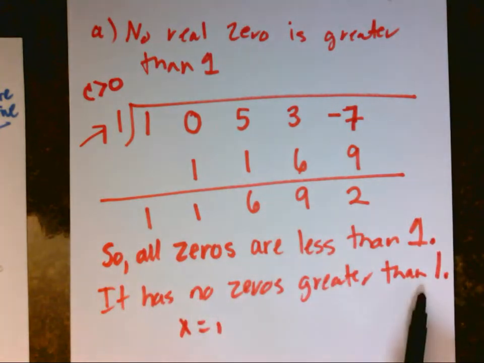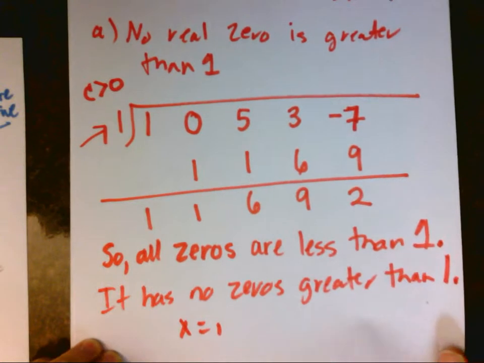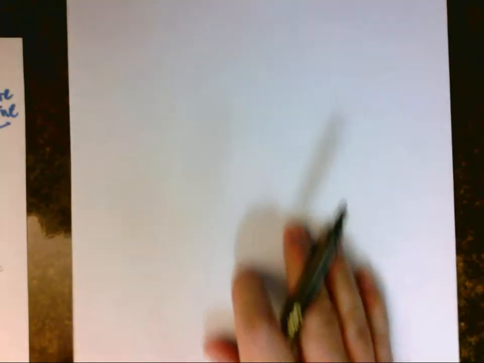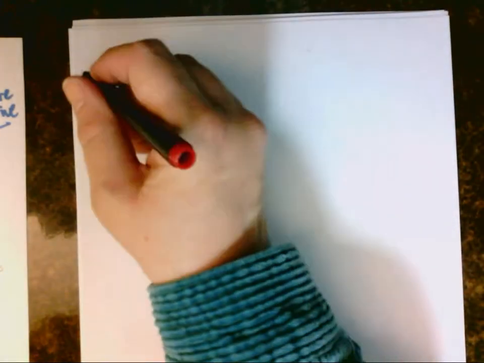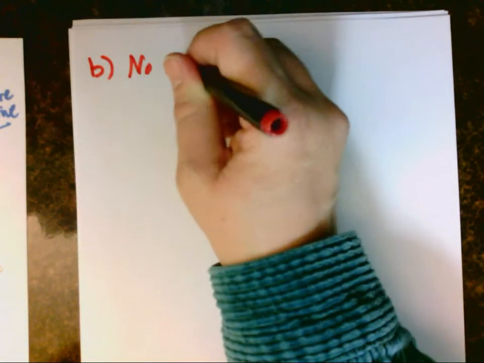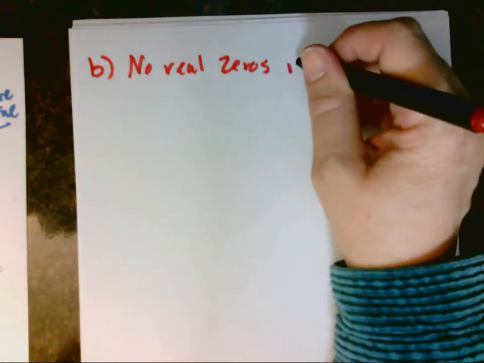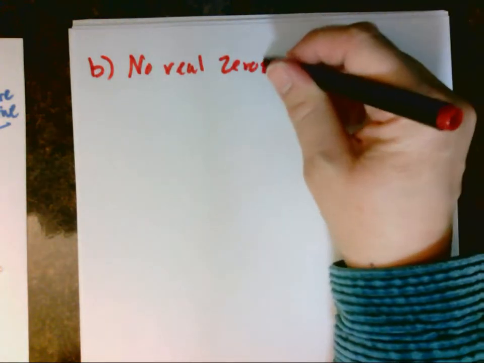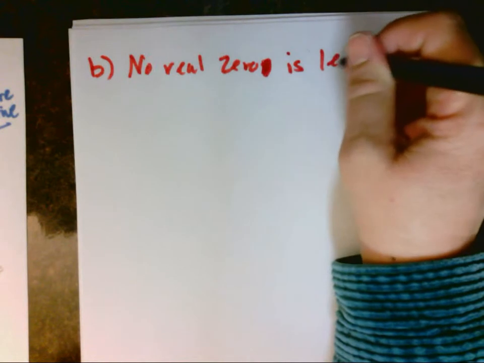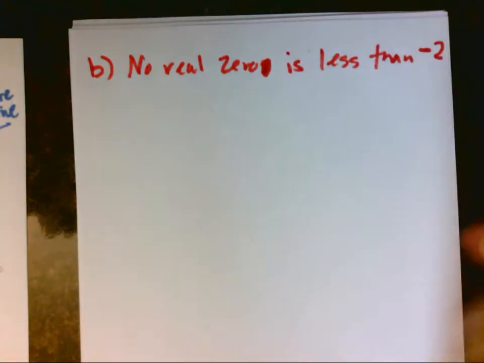Start guessing numbers that are bigger than 1 when you're guessing what the zeros are. Okay? All right, part B. It's the same exact polynomial, and in part B, they ask us to prove that it has no real zeros. These only work for real. No real zero is less than minus 2.